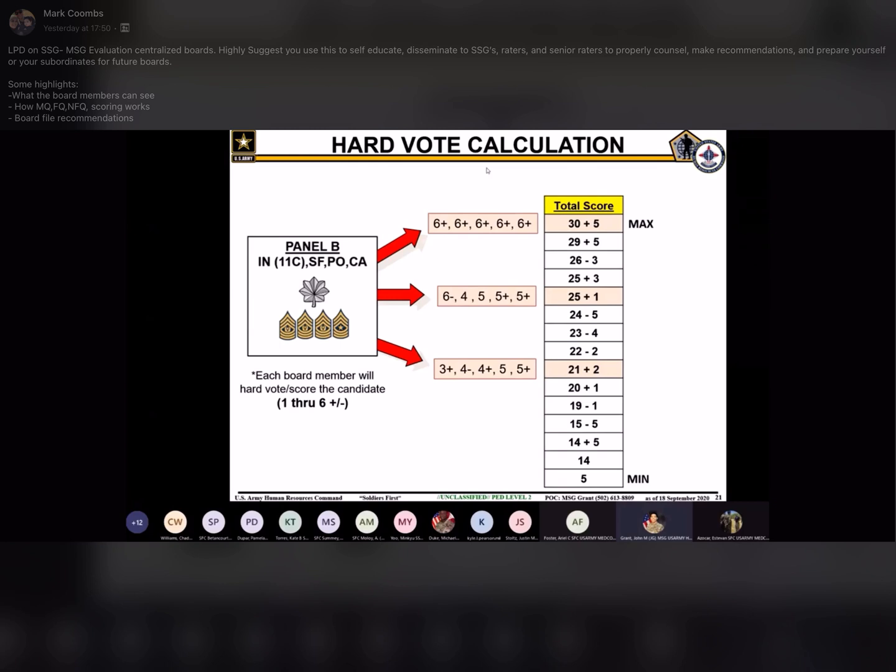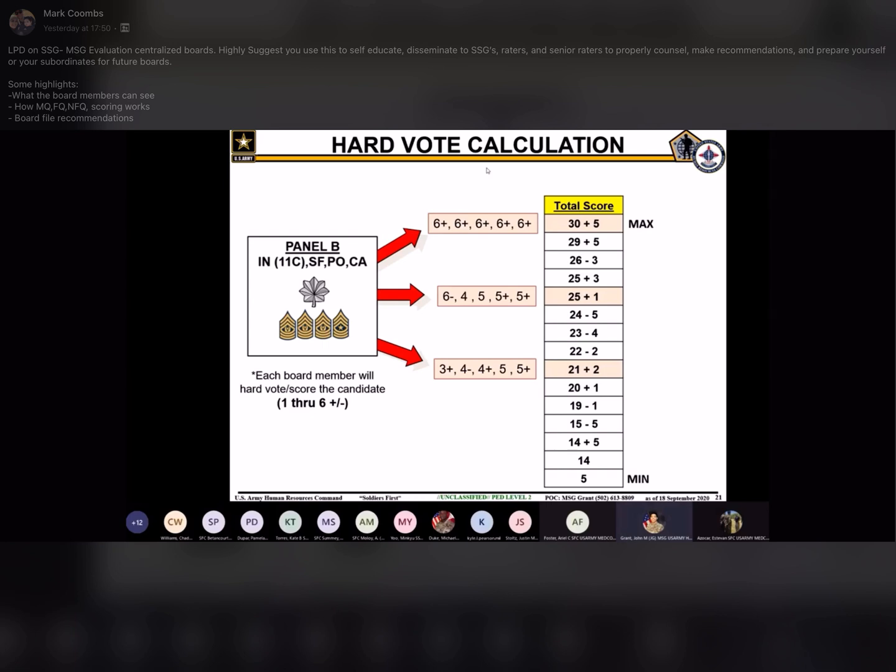I put this slide together to help you. This never used to be a part of the slide deck, but I remember when I was out in the field and individuals would come from the DA Secretariat and HRC and brief, I could never wrap my head around the scoring. And it's actually quite simple. Hopefully I break it down to where you understand it. Just let me know if you don't understand anything.